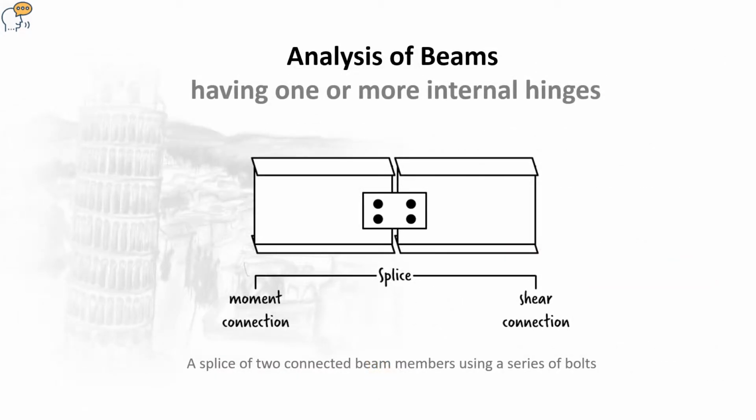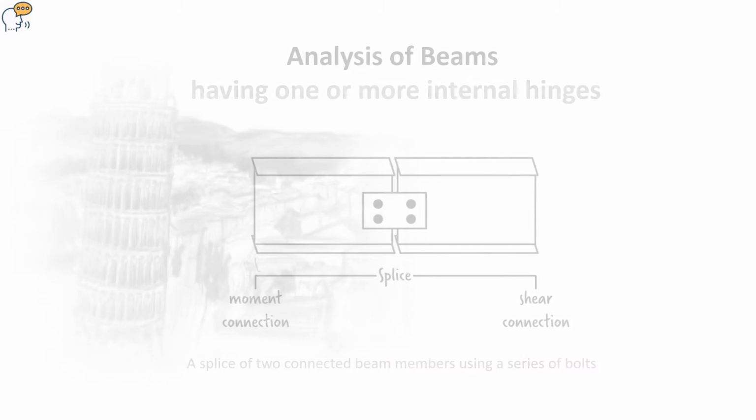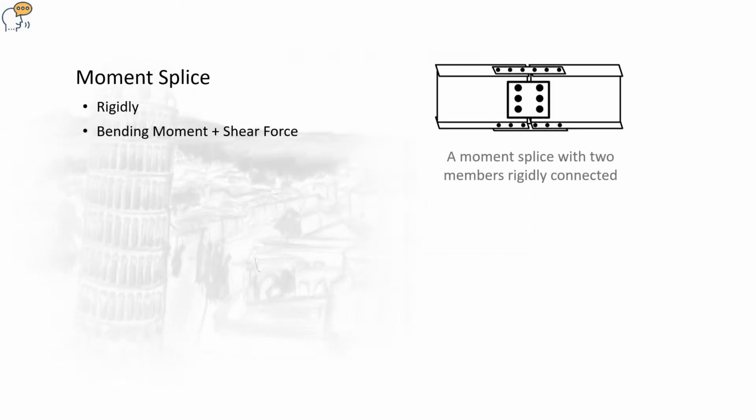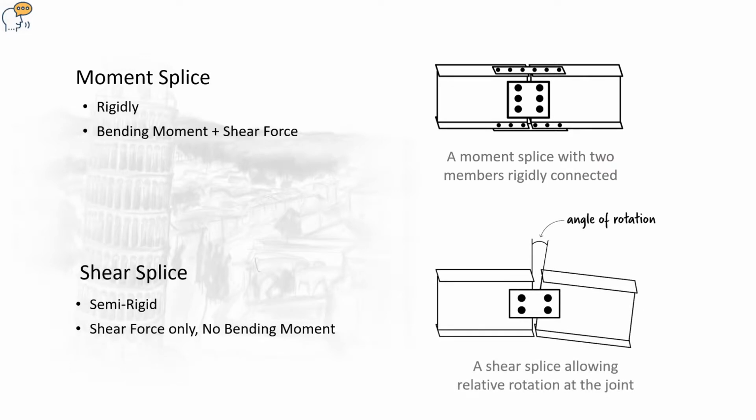When designing structures, it sometimes becomes necessary to connect two shorter structural members to form a longer one. Such a connection, also called a splice, can be classified as either a moment connection or a shear connection. A moment splice rigidly connects the two members such that an internal bending moment as well as a shear force develop at the joint. In contrast, a shear splice allows relative rotation between the two segments and is less rigid than a moment splice.